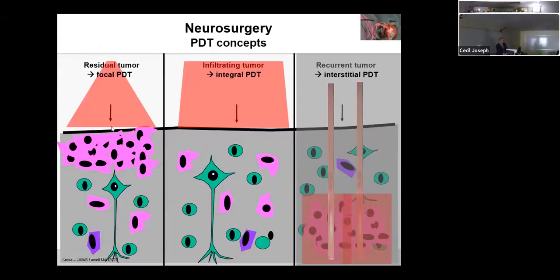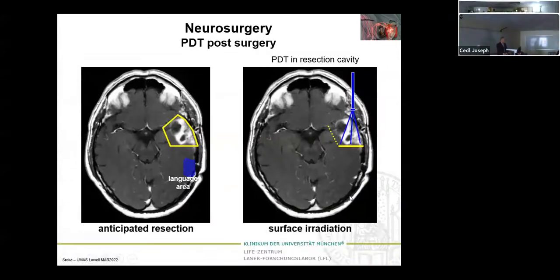We have the possibility to shine light on the superficial area. So we make something like focal photodynamic therapy, or we make an integral photodynamic therapy, or we put some fibers into the tissue when the tumor is very, very deep in the brain. It looks like this for the superficial application. This is a tumor. They do not want to touch this language area here. So this is the removal area, and in this area they do not want to take too much tissue.